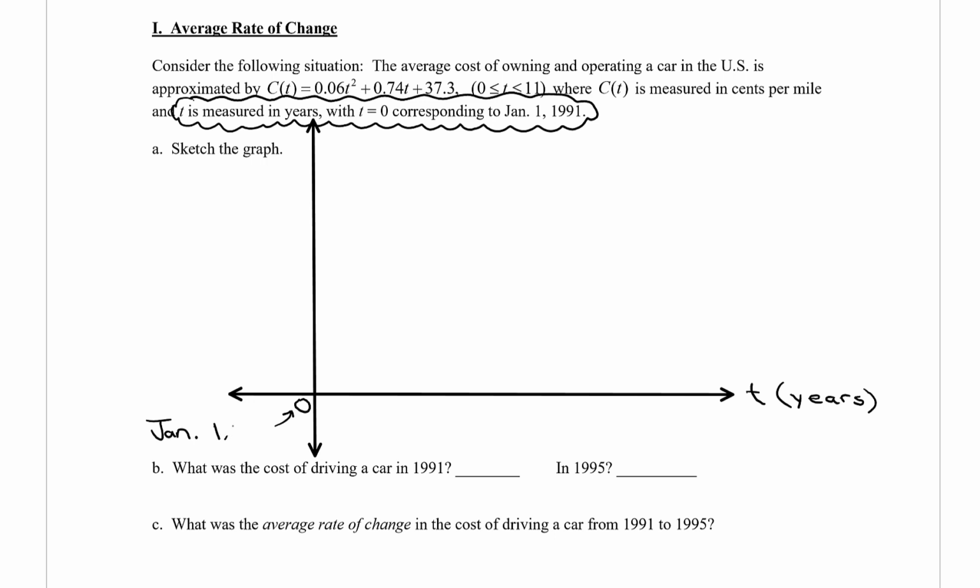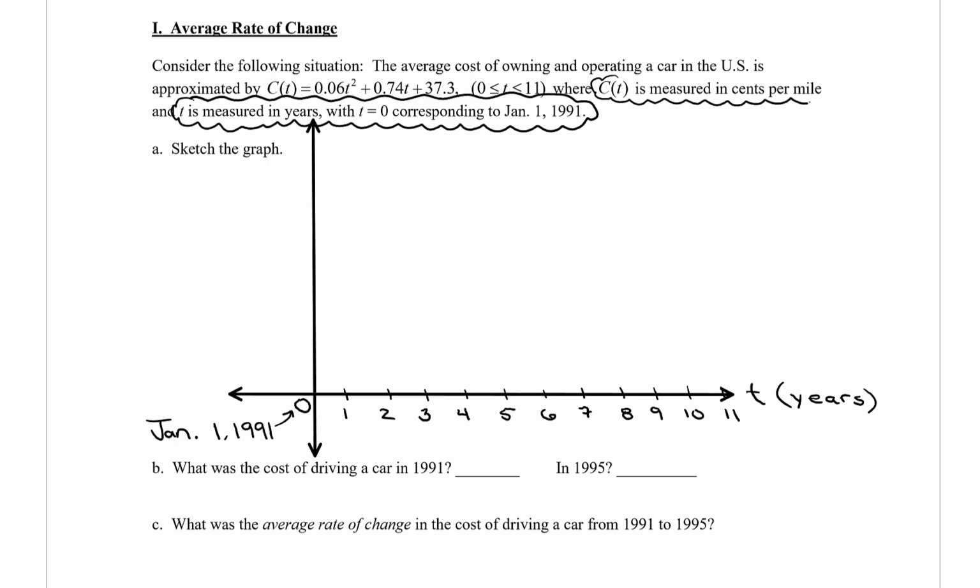I'm going to draw tick marks on the t-axis from 0 to 11 by a scale of 1. And I'm going to label those tick marks 1, 2, 3, 4, 5, 6, 7, 8, 9, 10, 11.